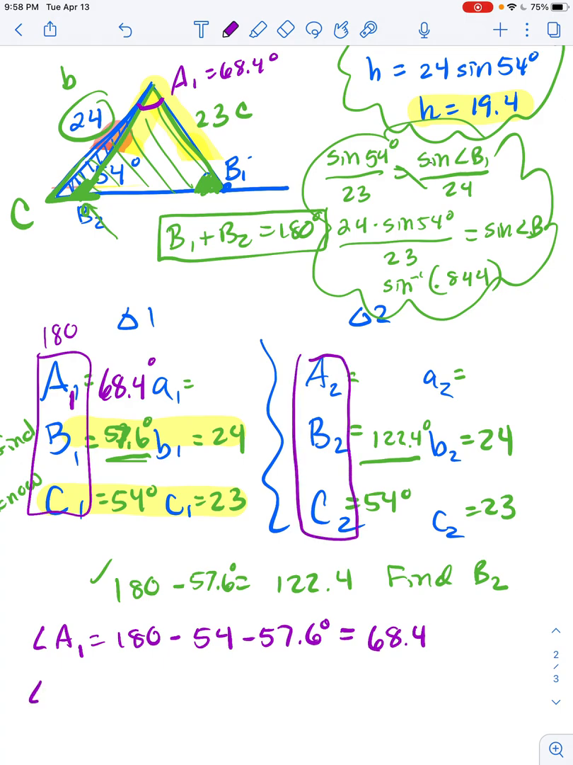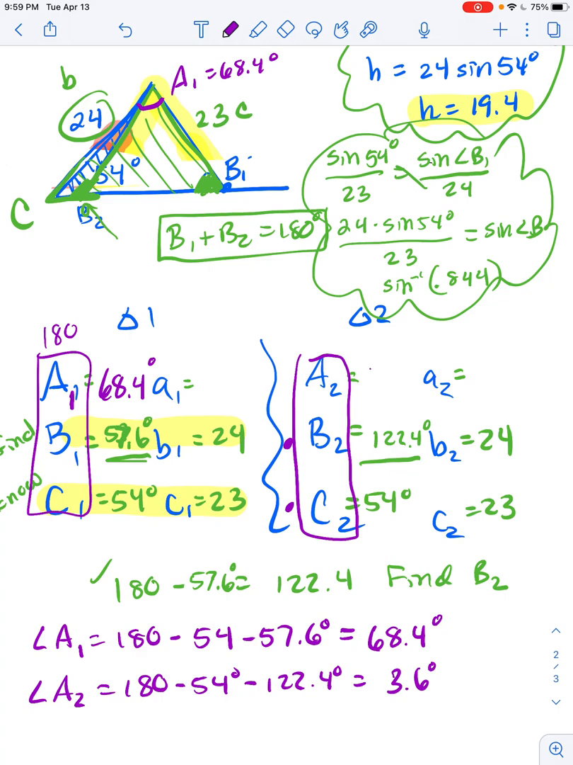I'm going to do the same thing over here. To find my angle A second option, I'll take my whole triangle minus the 54 that was given here, minus the 122.4 that I found, and see how many of my 180 degrees are left. Not many. That's the answer. Yeah, so this seems wrong, but it's not.